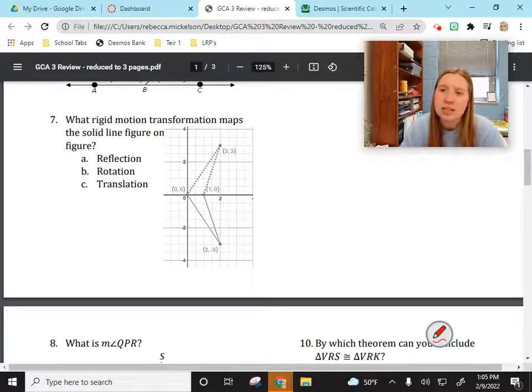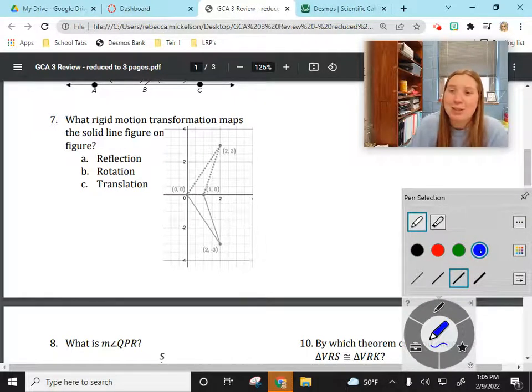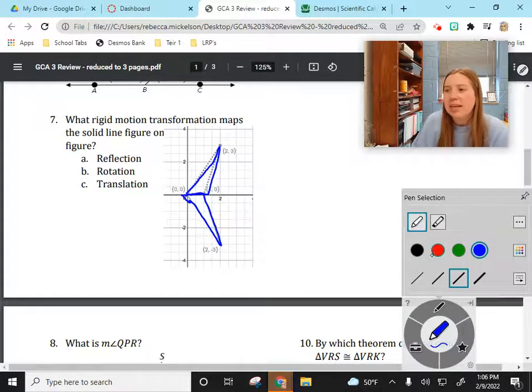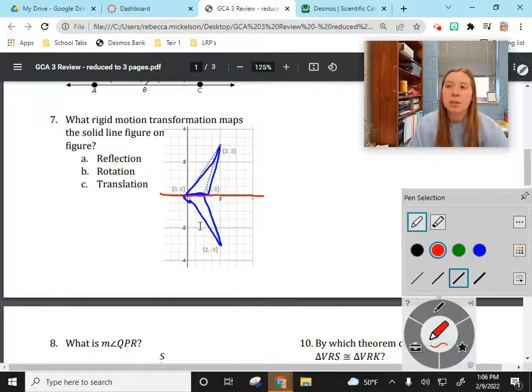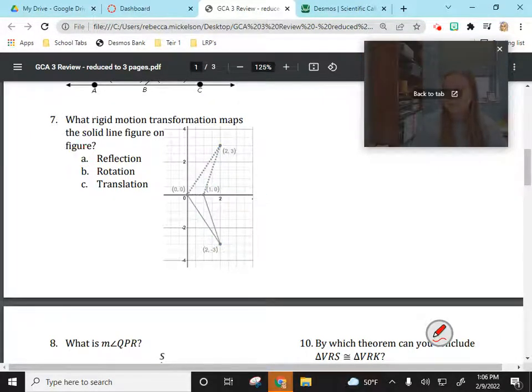Why can't I read this? What rigid motion transformation maps the solid line figure onto the dashed figure? Okay, that's not my mistake, that's just written poorly. But basically, we get the gist of the question, right? We're trying to figure out how we go from this dashed line to this solid line, or vice versa. And hopefully I can see that if I visualize folding my piece of paper in half on this line right here, we've got a mirror image of each other, which means that this is a reflection. I reflected across that red line right there.